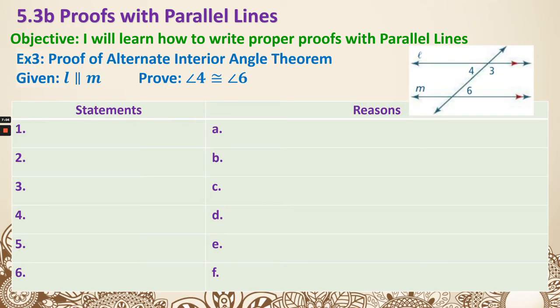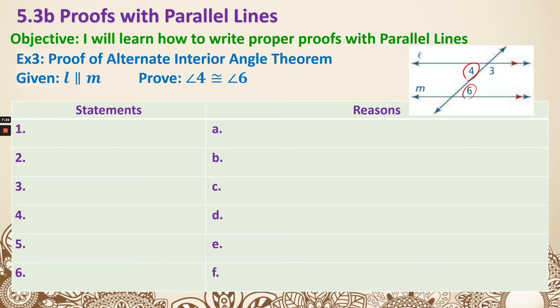Next, example 3. L is parallel with M. We're trying to prove angle 4 is the same as angle 6. So maybe you're fine with writing reasons, just reasons, but you might be struggling with writing the statements and the reasons, basically writing the whole proof by yourself.